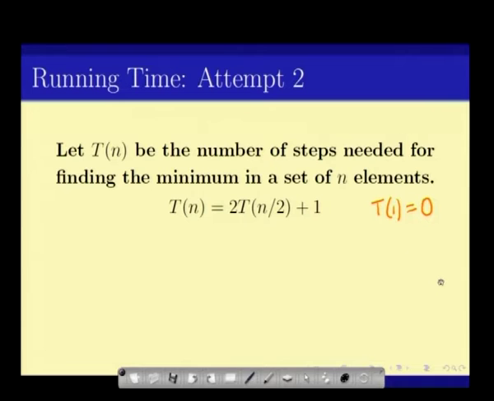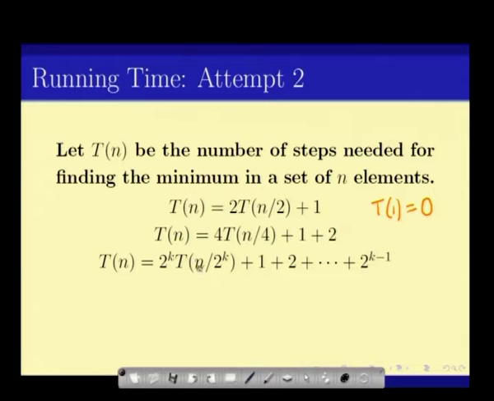So, under this condition T of n is twice T of n over 2 plus 1. If you expand this, T of n over 2 equals twice T of n over 4 plus 1, and we multiply it by 2. So, we get 4 times T of n over 4 plus 1 plus 2. Once we see this kind of recurrence, we try to imagine what the value of T of n is, and T of n comes to 2 to the power k T of n over 2 to the power k plus 1 plus 2 plus so on till 2 to the power k minus 1.